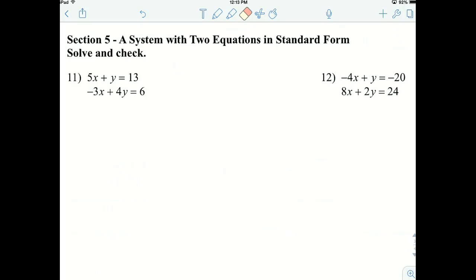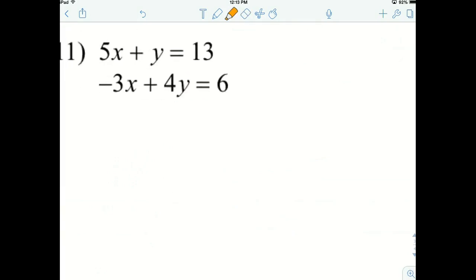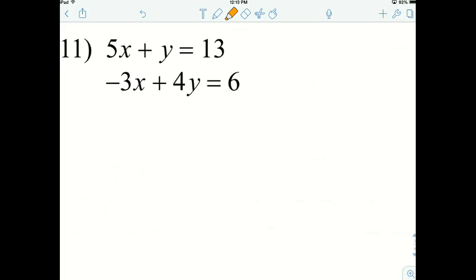This next section is very similar to the last section, except with one major difference. Both equations are not solved for any particular variable, neither x nor y. So let's focus in on this one here. The first thing we need to do is get y alone or x alone for one of these equations, so that it'll make us a little easier to solve.